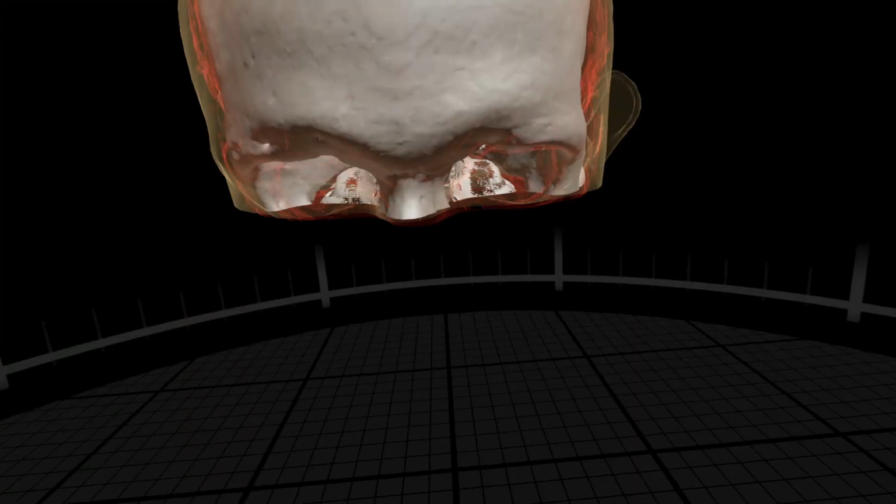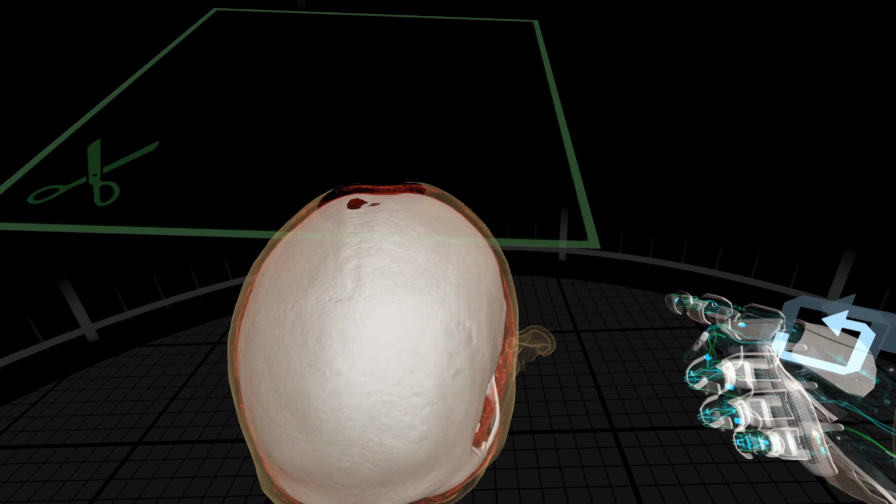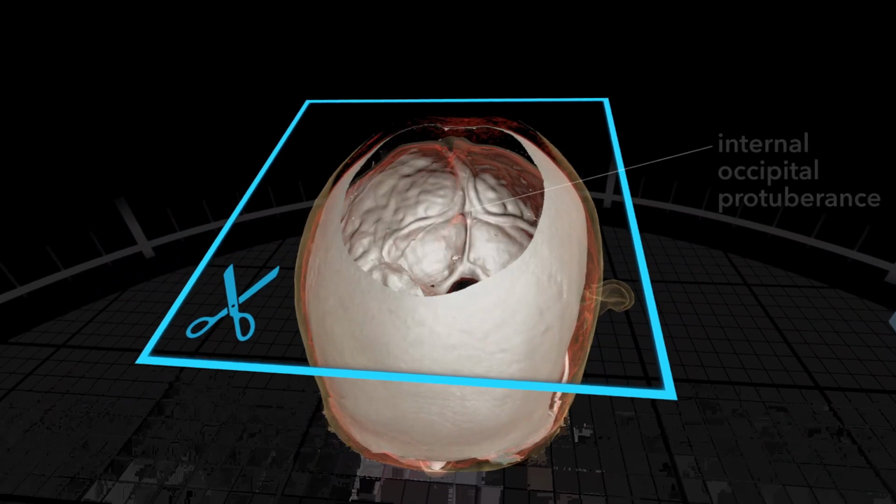Anyway, okay, so inside the occipital bone then, we're in the posterior cranial fossa, which is where we find the cerebellum. And then anterior to the cerebellum we find the pons and the medulla, and then superior to that we find the cerebral hemispheres, right? So, as you may have guessed, and certainly as I alluded to earlier, on the internal surface of the occipital bone we find an internal occipital protuberance, right?